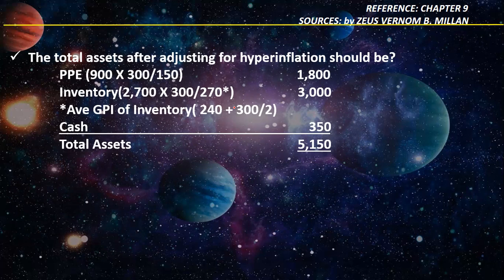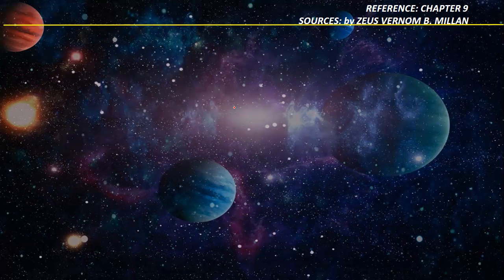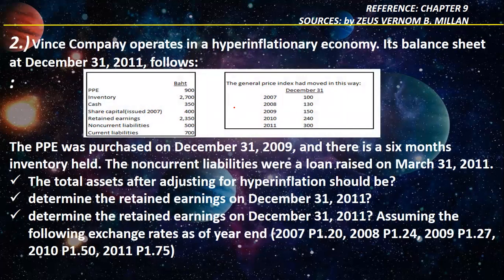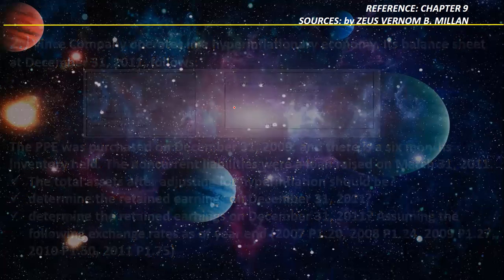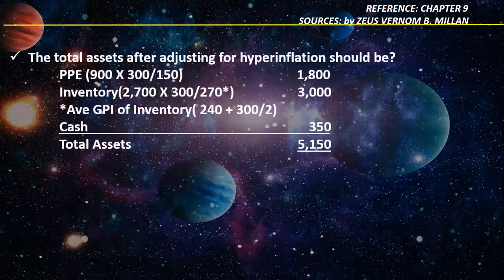Why? Because kailan na-acquire si property, plant, equipment? Sa problem nakalagay is December 31, 2009. So, the GPI rate of December 2009 is 150. So, yan yung denominator natin. Okay? Kailangan hanapin natin yung average kasi given yung transaction date niya, GPI.